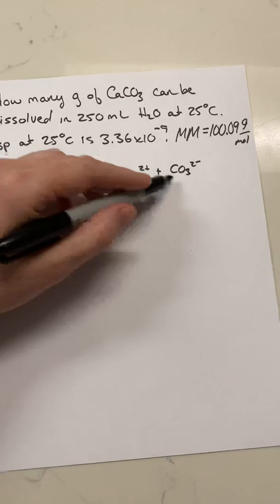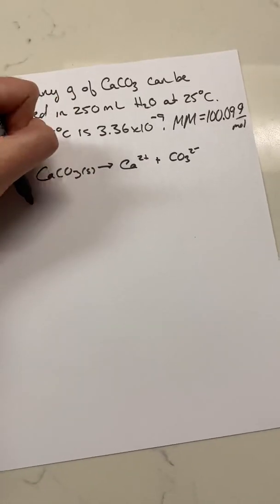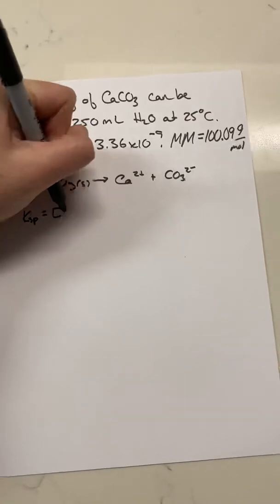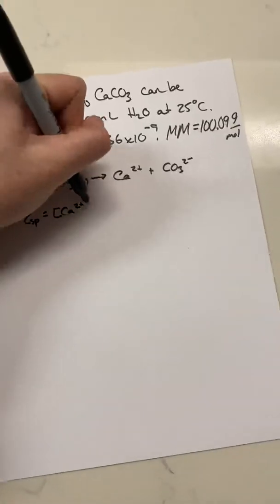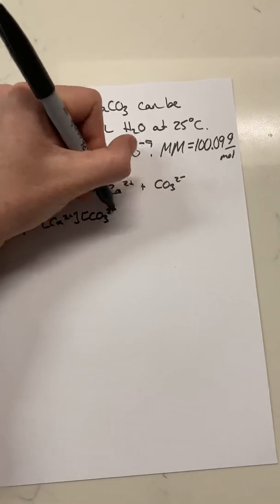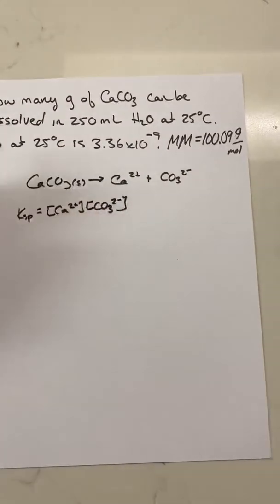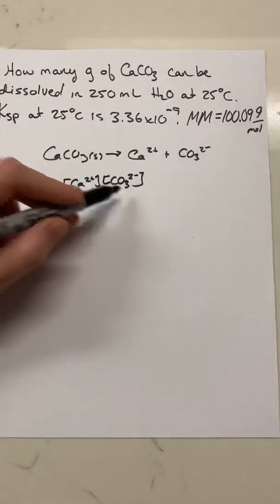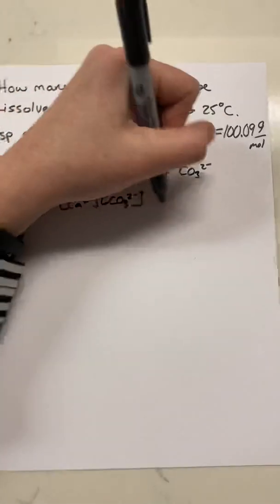We can also figure out that the Ksp, not including the solid, would be the products times themselves because they each have a coefficient of 1. We don't have to square, cube, or do anything like that. All right, so the Ksp would be equal to this. We have the Ksp.